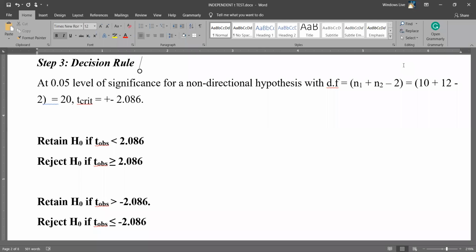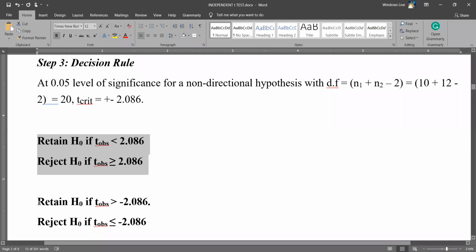With a non-directional hypothesis, we don't know whether males perform better or males perform worse. In situations where they were emphatic and indicated that males perform better, then the value that we'll be getting will be positive. So we would have stated only the positive decision rule, because this t observed, this critical value, is positive. So our focus would have been only on this decision rule.